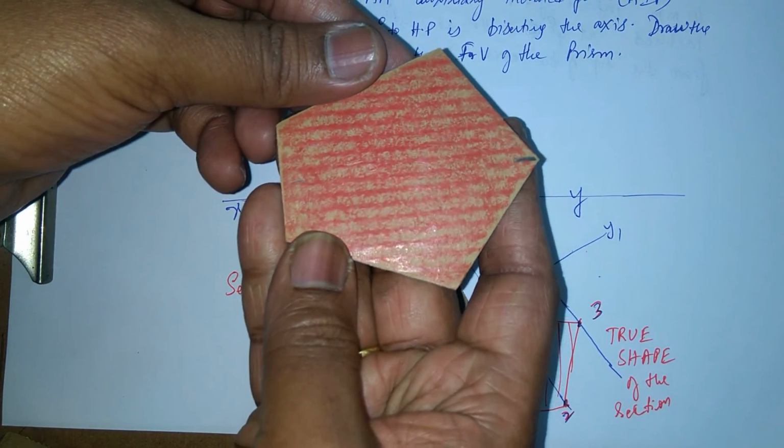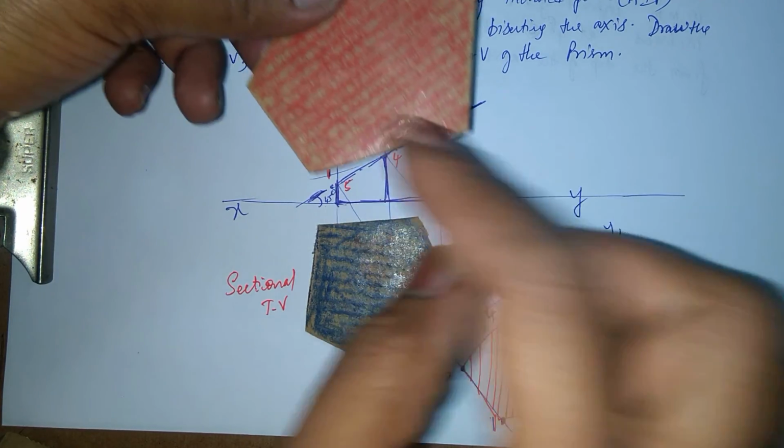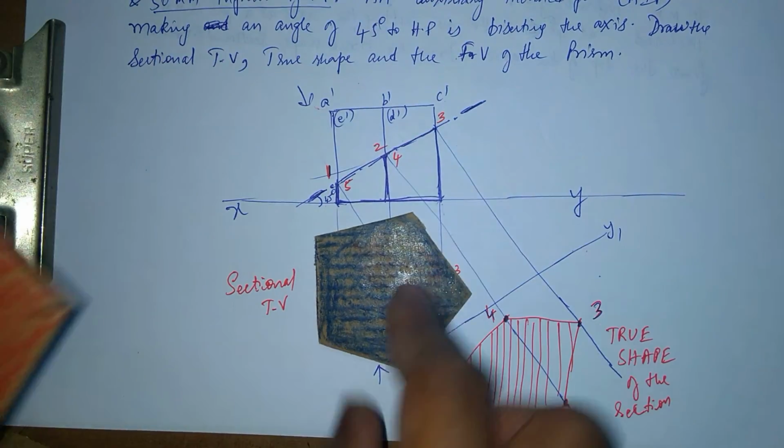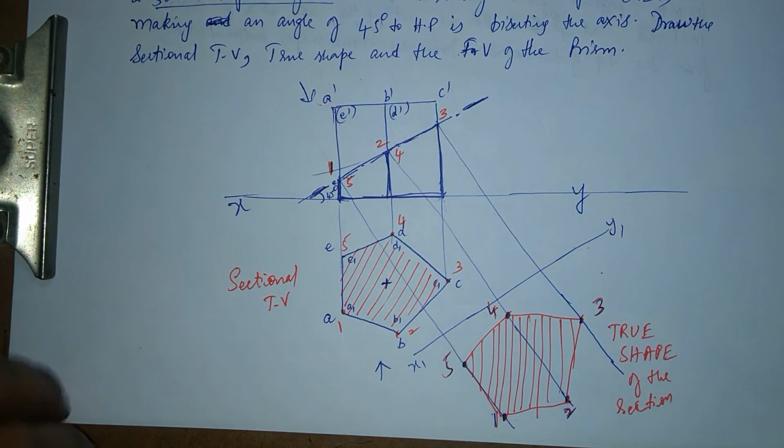True shape is like this, a little bigger, elongated along this length. This is the true shape. This is the apparent shape. All right, so this is it. We'll just move on to the next question.